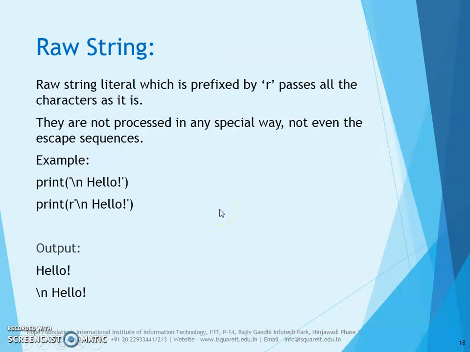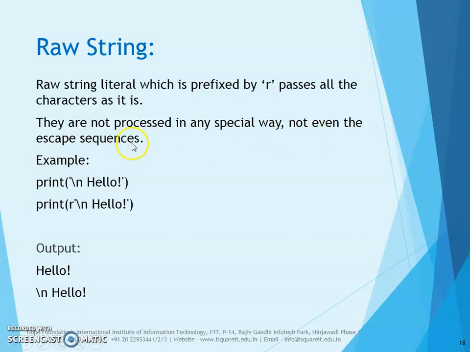Now the next point is a raw string. A raw string is a literal which is prefixed by R. This passes all the characters as they are, meaning they are not processed in a special way. Not even the escape sequences are considered here.